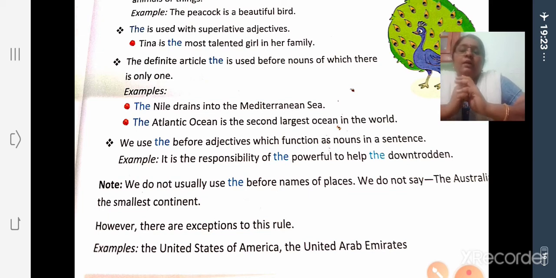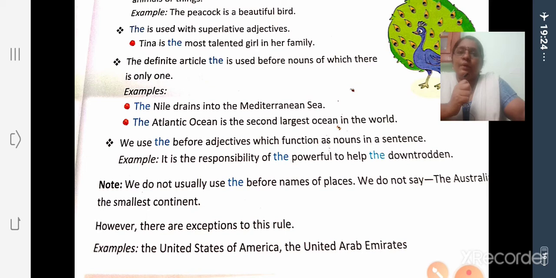Okay, so these are some of the general rules for the use of articles. We have two types of articles in English: definite article and indefinite article. The definite article the is used to refer to specific things or persons, and the indefinite articles are a and an. A is used before all consonant sounds, and an is used before all vowel sounds.